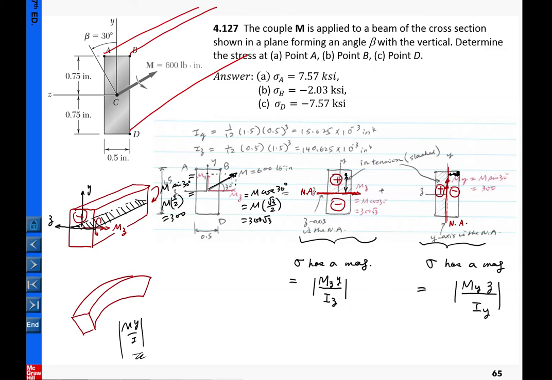Then we can proceed. At point A, where is point A? Point A is here, the corner here. So this is point A. Here the stress at point A will be equal to the superposition of the two subsystems. Now for the first system, A is in tension because it is located in the tension region, and the magnitude equals Mz over Iz. And what is y? Y is the distance from A to here. So we look for the dimension, that's 0.75.